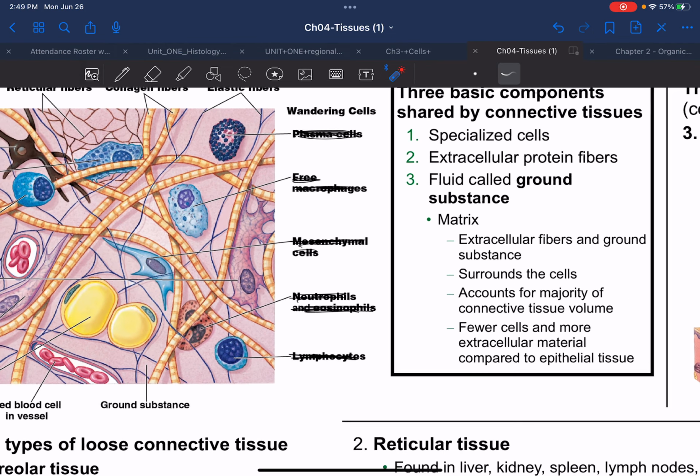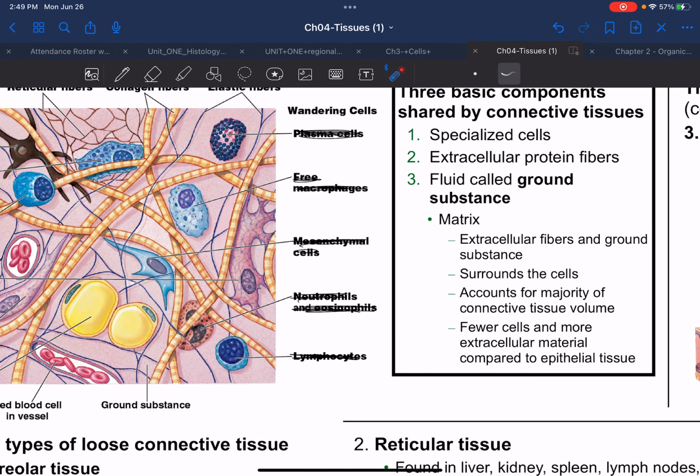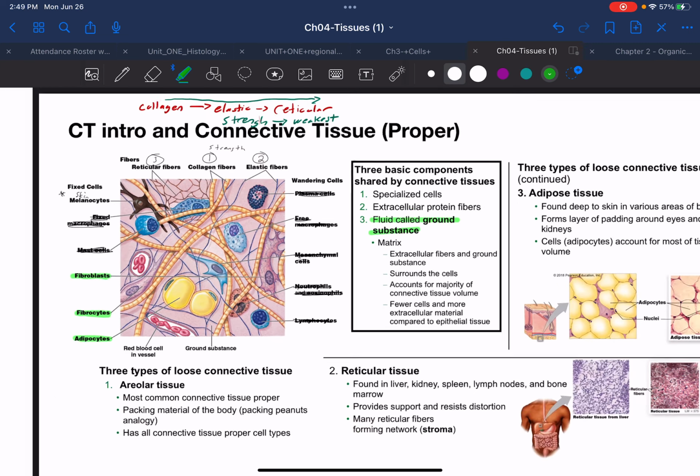And with that, the fluid in that matrix is called a ground substance. This you don't learn in lab, so this is new for everybody. That fluid inside that fish tank, ground substance.